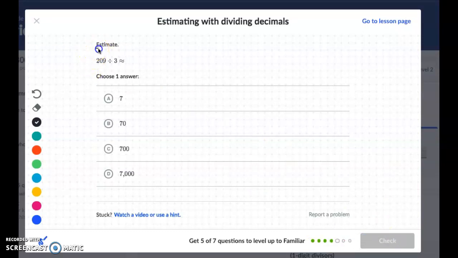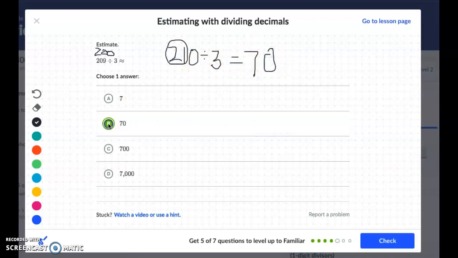209, I'm going to round that. It's really close to 200, and then divided by 3. And this is where it gets a little bit tricky, because when I try to do 200 divided by 3, that's not going to work out well. So that's where I go back and say, oh, you know what? 209 is actually really close to 210. And if I do 210 divided by 3, then I can look at this. 21 divided by 3 is 7, and then I have my 0, so 70 would be my final answer.